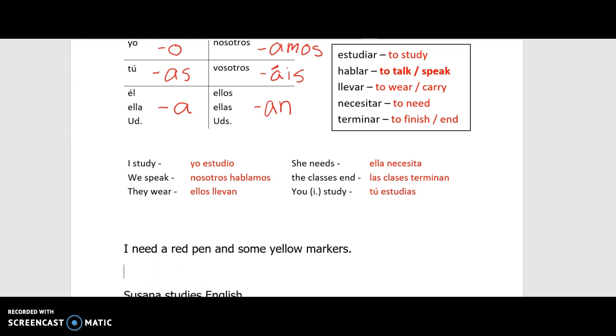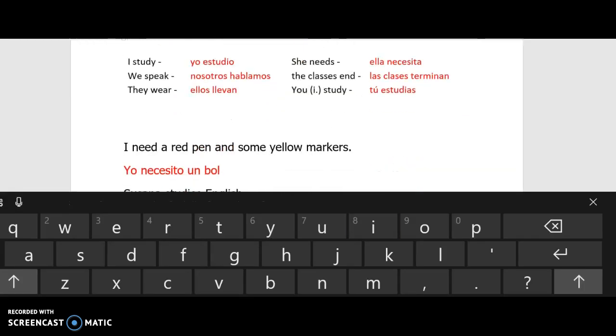So I need a red pen and some yellow markers. Go chunk by chunk. I need. Yo, the verb to need. Necesitar, but it's not. Yo gets O. Yo necesito a red pen. Un bolígrafo. Add the accent mark over the I in bolígrafo.